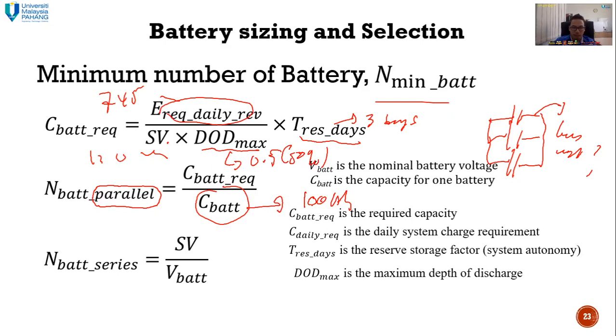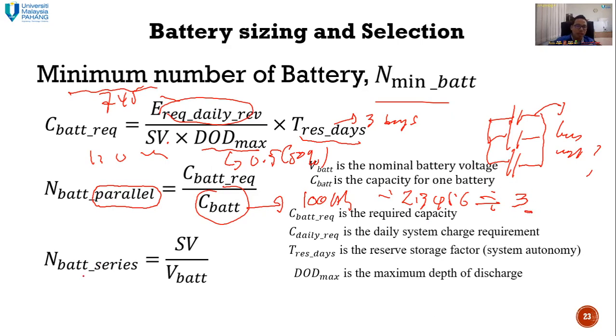So for our case, from this calculation we just divide by 100 Ah and we get a certain value. For example, if you get the value 2.3, then you need to round it up or down. Of course, you need to round it up. Why? Because this is the minimum number of batteries. You cannot get fewer than that. You must achieve at least 2.3 batteries, which is 3 batteries. That's why you round it up.